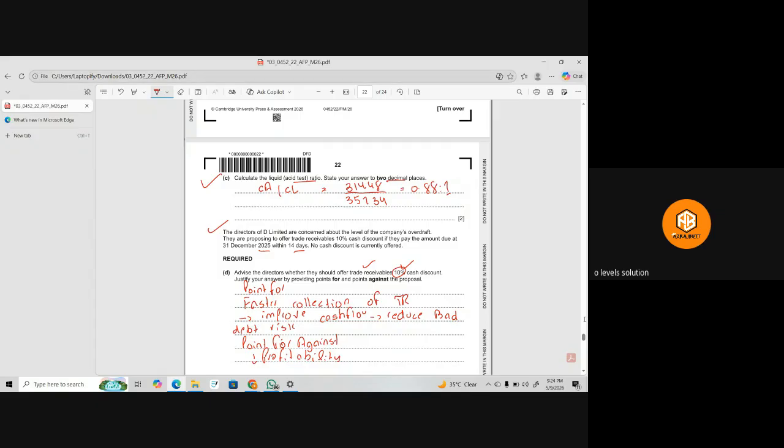So I would suggest that, I think, give the 10% cash discount, but somehow a little bit less discount they should give, like maybe 2%, something like that. So this middle approach will help them, I think.